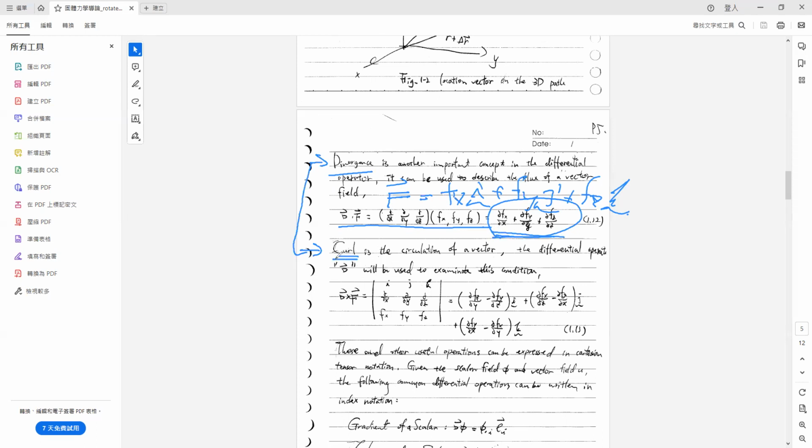When we talk about the curl of a vector, it can be determined by a determinant. The first row of the determinant is i, j, k. The second row is ∂/∂x, ∂/∂y, ∂/∂z. The last row is fx, fy, fz. It will become a vector that describes the rotation of this vector.